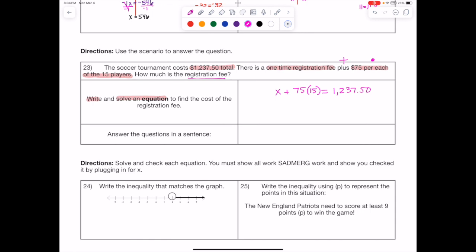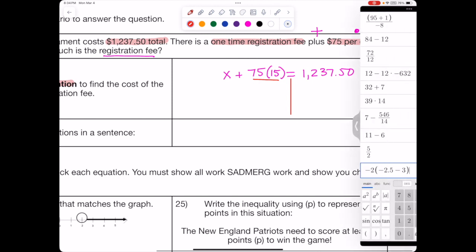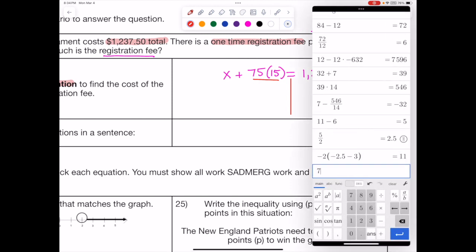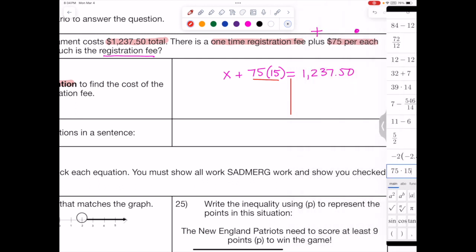Okay, so there we go. There's my equation. Let's go ahead and solve for X. I'm going to separate my workspace just like normal. We can go ahead and take care of the multiplication here. Let's do our 75 times 15, and we get 1,125.